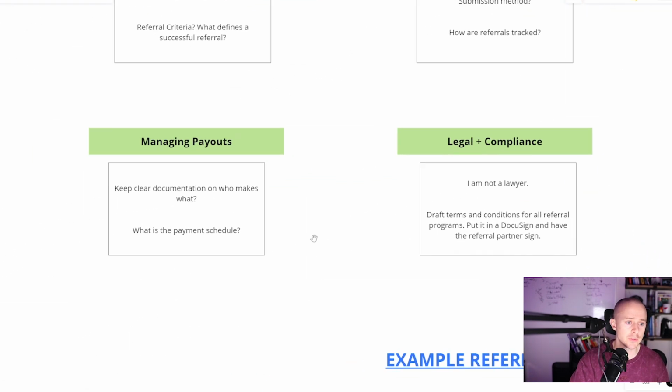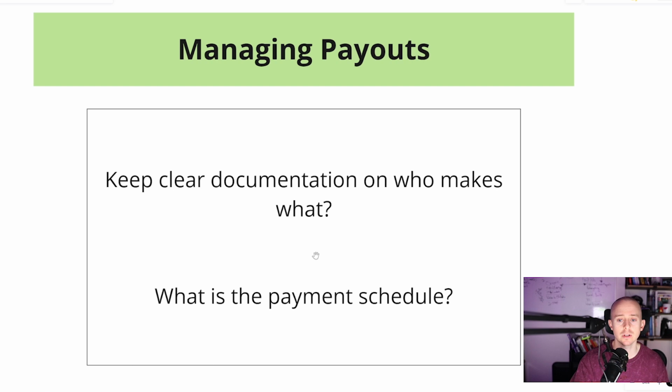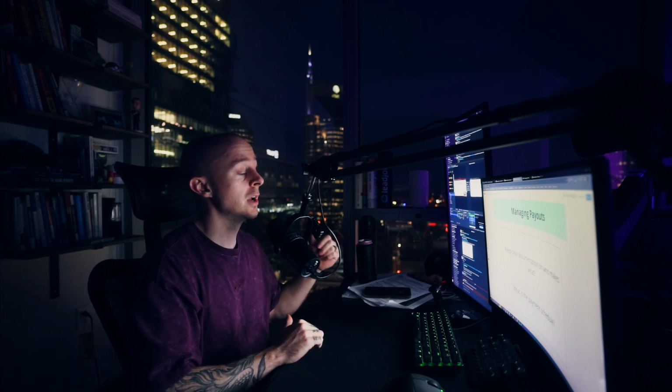All right, so 3 down, 3 to go: managing payouts, okay? For this, we just want clear documentation on who makes what. So for us, our system is so simple. All we do is fill out a quick form inside of ClickUp. That form will allow us to say, hey, this is the referral, this is who made the payment, and we need to pay it by this date.